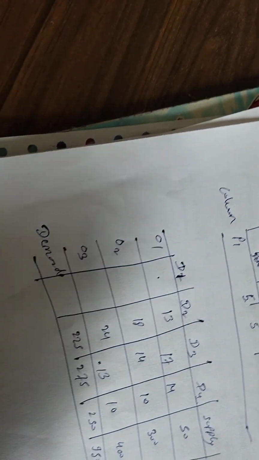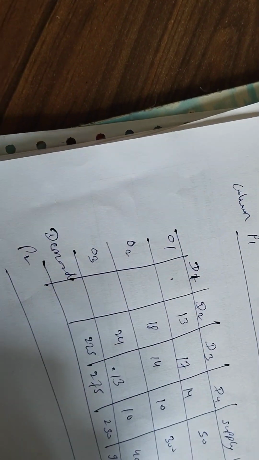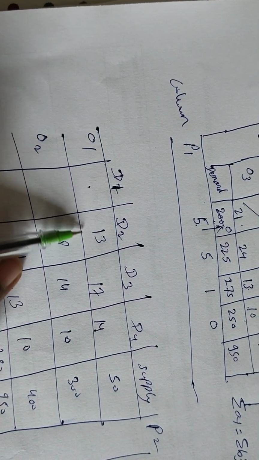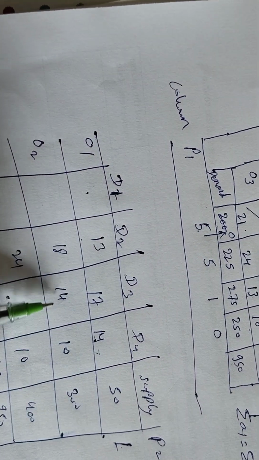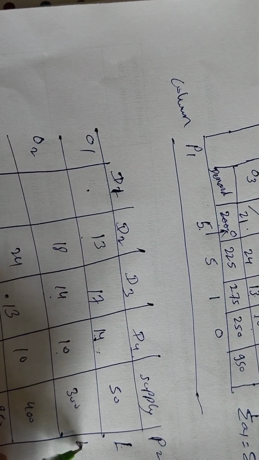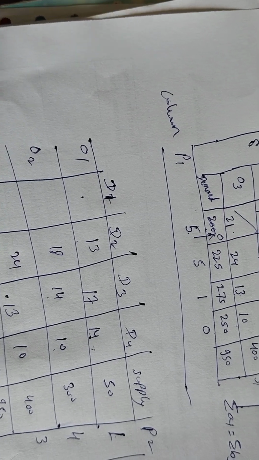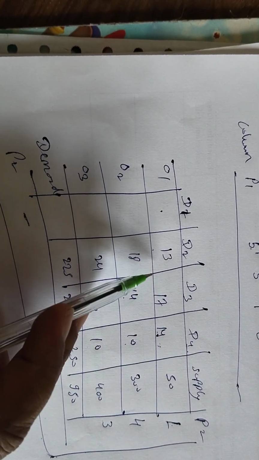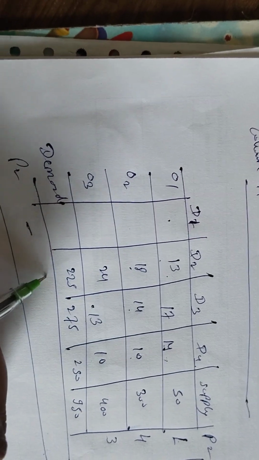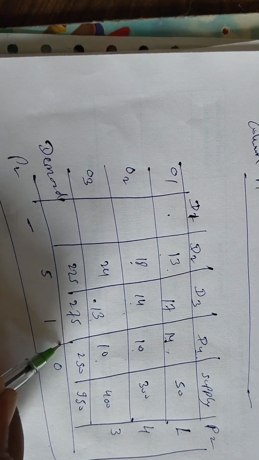Now again find the second penalty, that is P2, row wise as well as column wise. Okay, so here the two least numbers are 13 and 14. The difference between these is 1. 14 minus 13 is 1. Here 14 minus 10 is 4. 13 minus 10 is 3. Similarly column wise, here nothing is there, leave it blank. Column wise also you have to get the difference. 18 minus 13 is 5. Here it is 1. 10 minus 10 is 0.